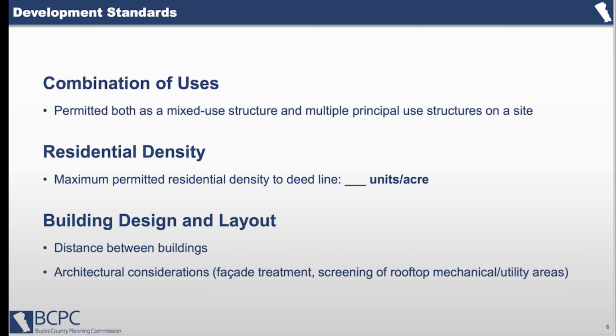After that, we've addressed building design and layout. So we've written in provisions for things like how much space is permitted between buildings, in an effort to create a more compact, walkable environment. We've also added some architectural considerations as to building design, including facade treatment and screening of rooftop mechanical equipment and utility areas.